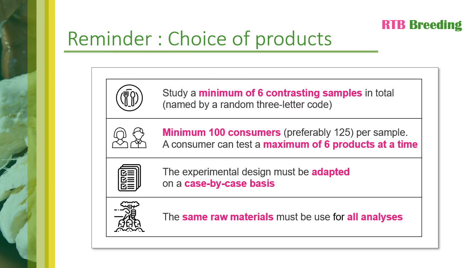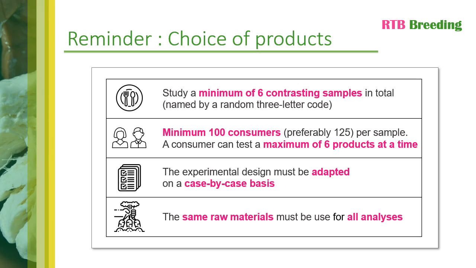This is the first reminder, the choice of product. This slide is a summary of what was explained in detail in Module 2. Before setting up your consumer test, you need to decide which product your study is going to focus on and how many different varieties. As a reminder, you must have a minimum of 6 contrasting samples in total. It's strongly recommended that you have more so that you can calculate the thresholds.